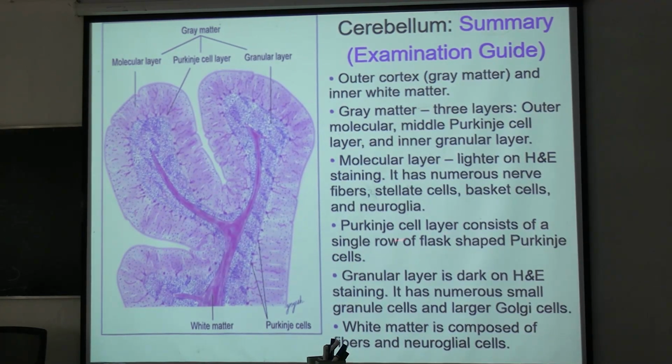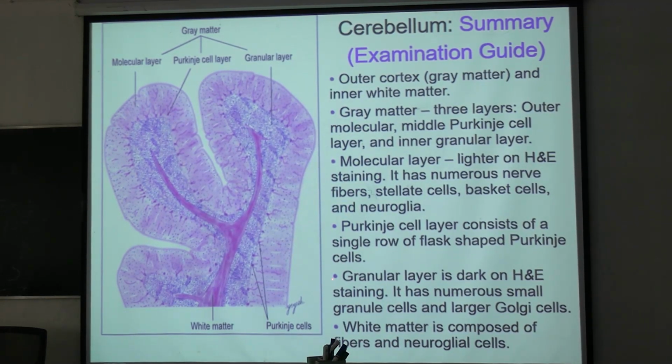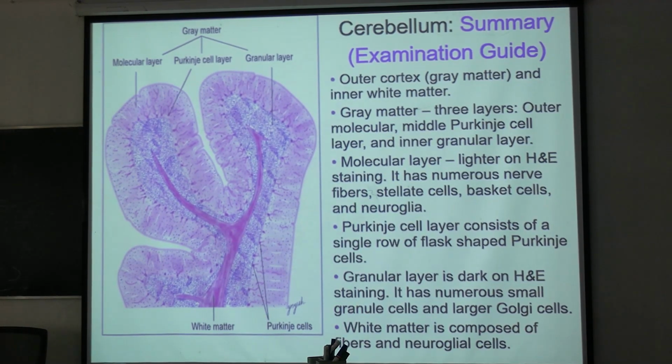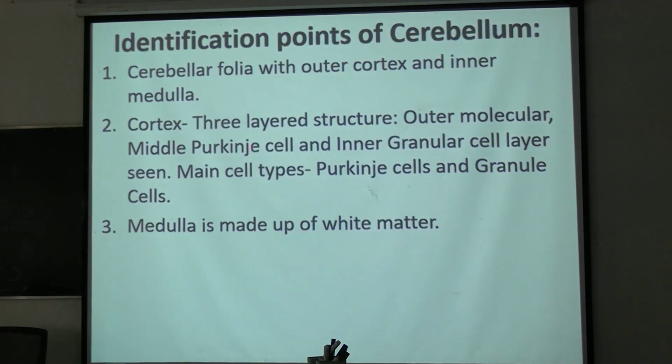Purkinje cell layer consists of a single row of flask-shaped Purkinje cells here, and granular layer is dark on H&E staining, numerous small granule cells and large Golgi cells. White matter is composed of fibers and neuroglial cells. So you have to write down these identification points in your histology copy.